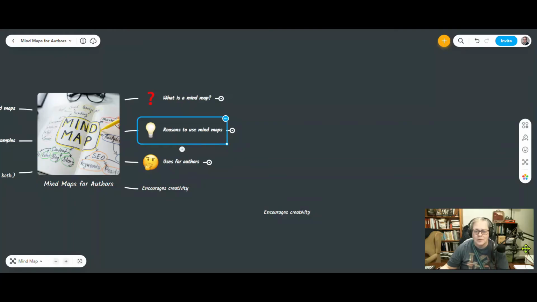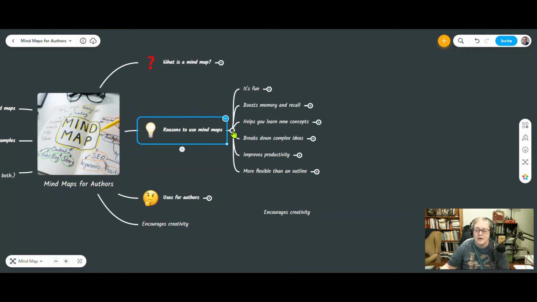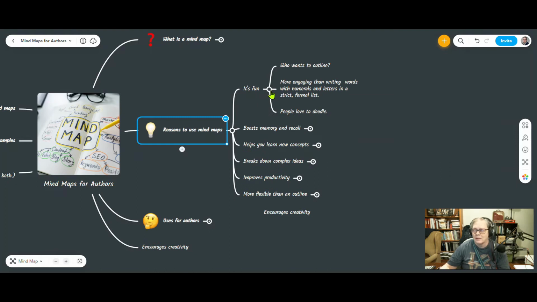Now let's go over reasons to use mind maps. First, it's fun. That can't be overemphasized. Who wants to outline? It is more engaging than writing words with numerals and letters in a strict formal list. And people love to doodle. When you're using a paper format, it's easy to doodle. When you're using a digital format, you have to be a little more intentional, but it'll be fine.